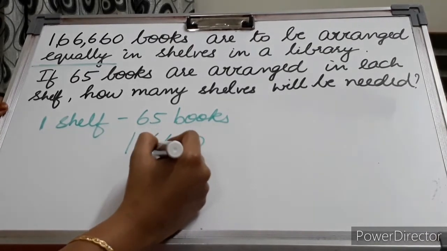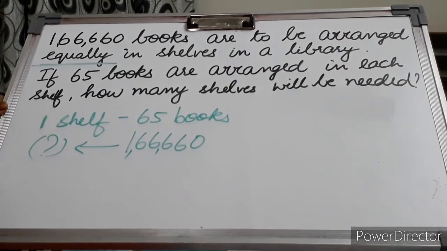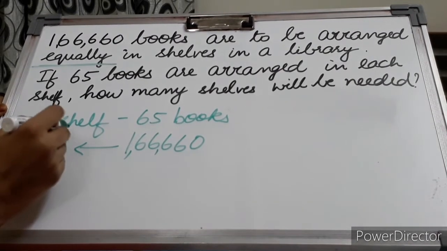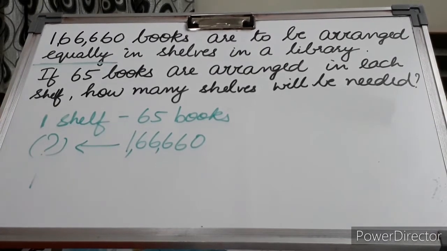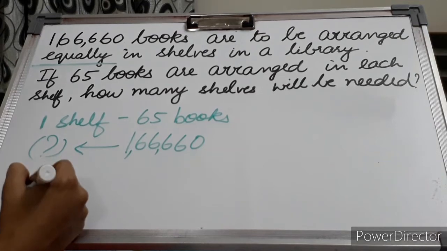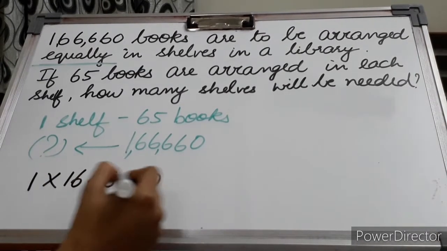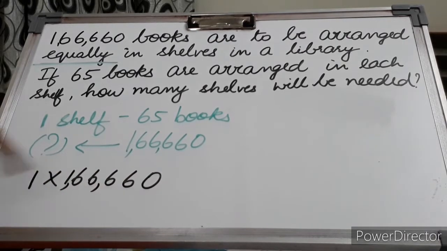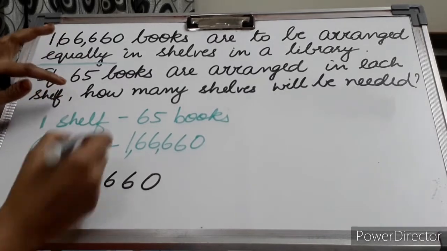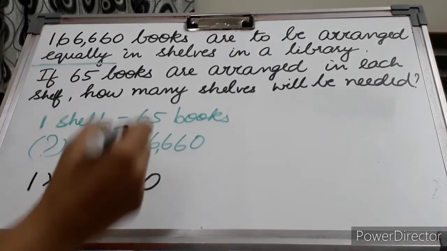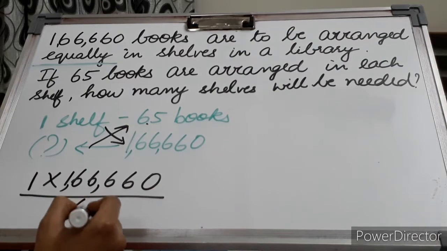16660 books has to be arranged in how many shelves? So here what we are going to do is cross multiplication again. So 1 into 16660, that is 1,66,660 number of books, into 1. This we had done by cross multiplication, and this is divided by 65.